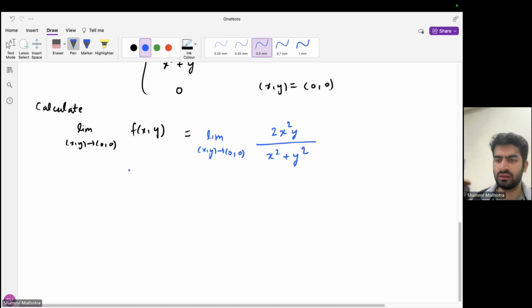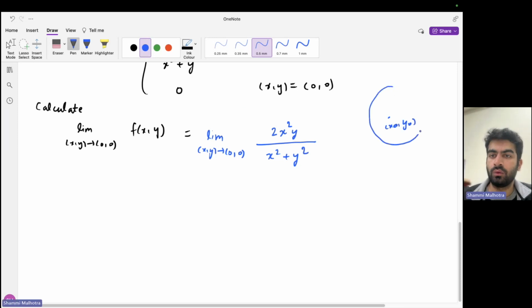So, rule of thumb: when we calculate higher dimensional limits, we'll no longer have just a straight line path, we have multiple paths. If we are approaching any point (x naught, y naught), we can approach it through straight lines, or through any general curves. So we would like to see in many cases whether this limit exists or not.